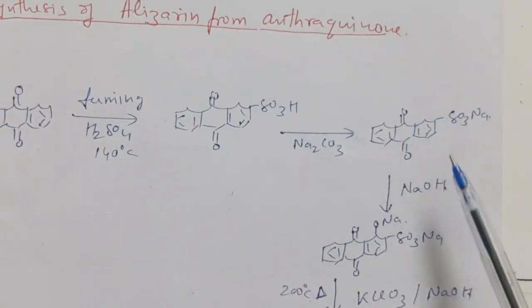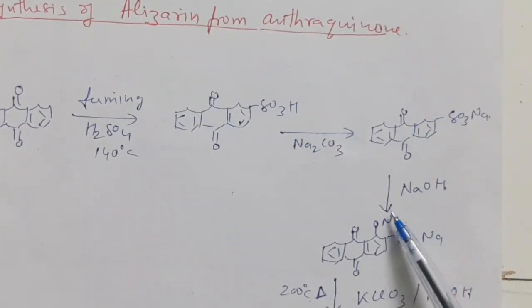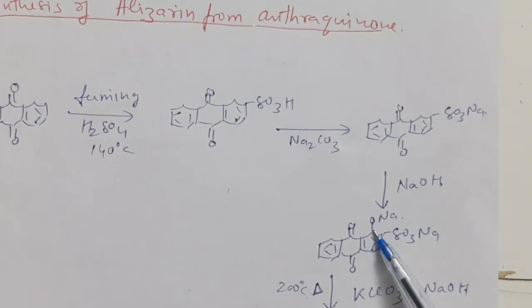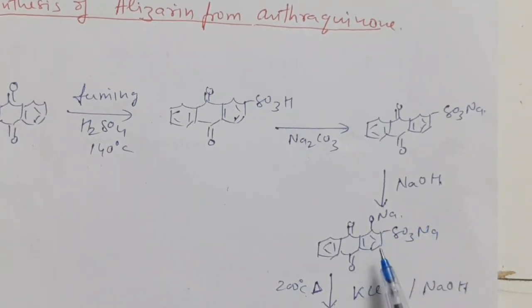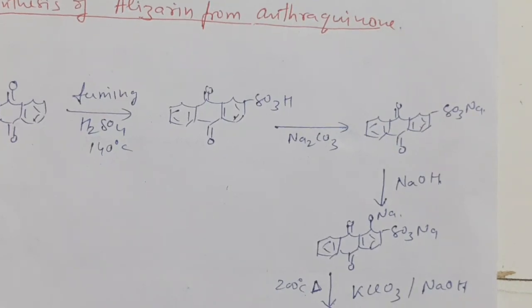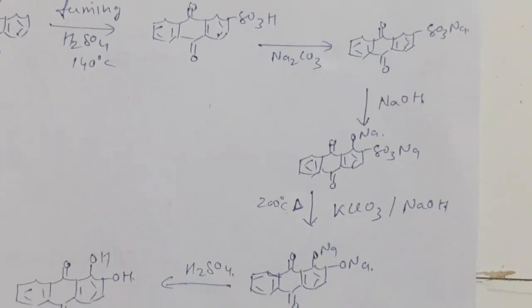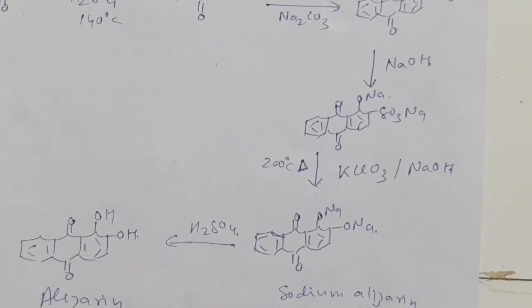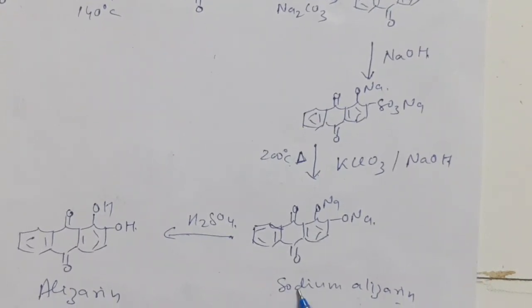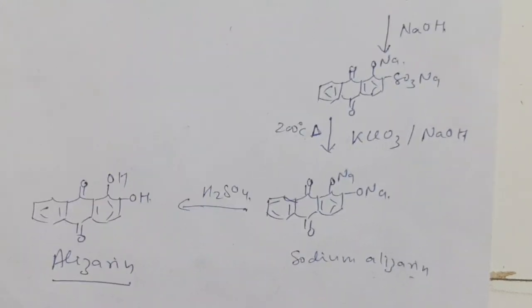This on reaction with NaOH, the sodium oxide group is attached at carbon 1, and then this compound on reaction with potassium chlorate in the presence of NaOH, the sulfonyl group is replaced by the sodium oxide group and we get sodium alizarin. That is, the sodium salt of alizarin is obtained. This sodium salt of alizarin, when hydrolyzed with sulfuric acid, we get alizarin.